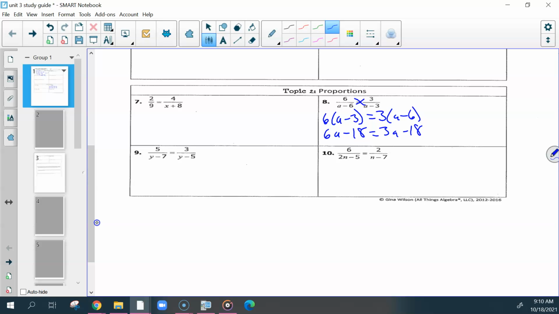From this one, I see variables on both sides. I see that these two coefficients are different, so this one is going to have one solution, a equals some number. We can take something and move it. What do we want to move?